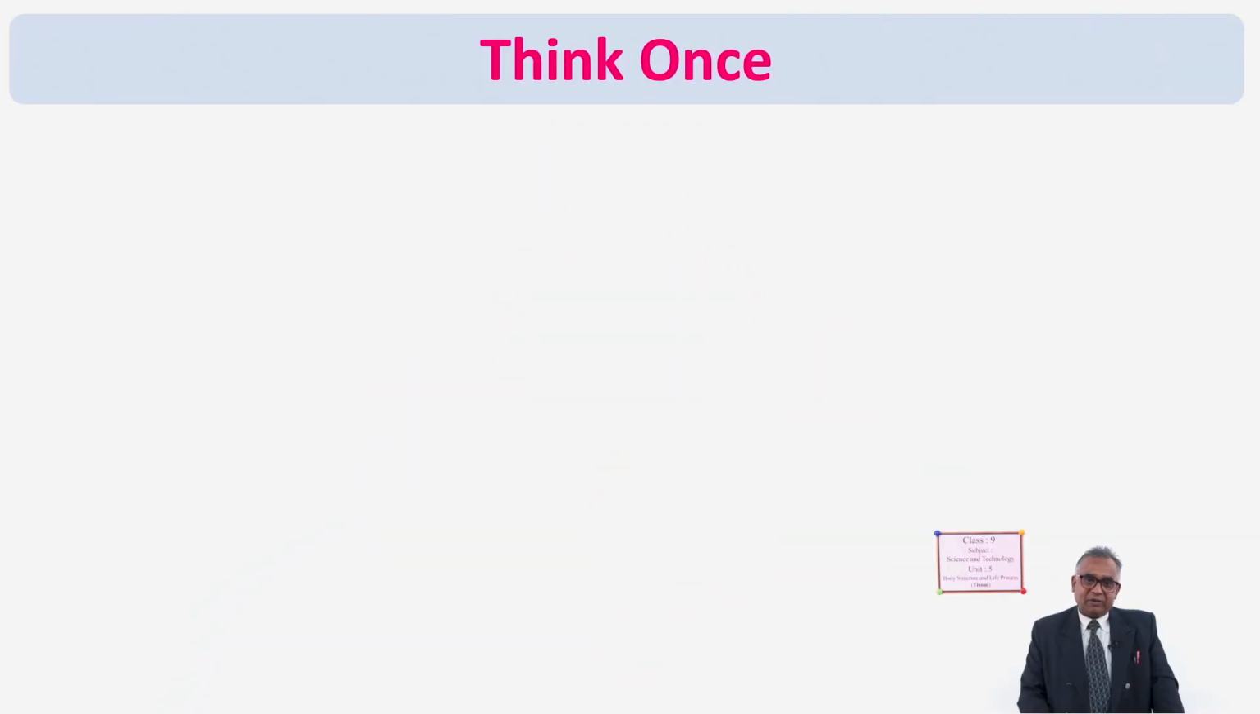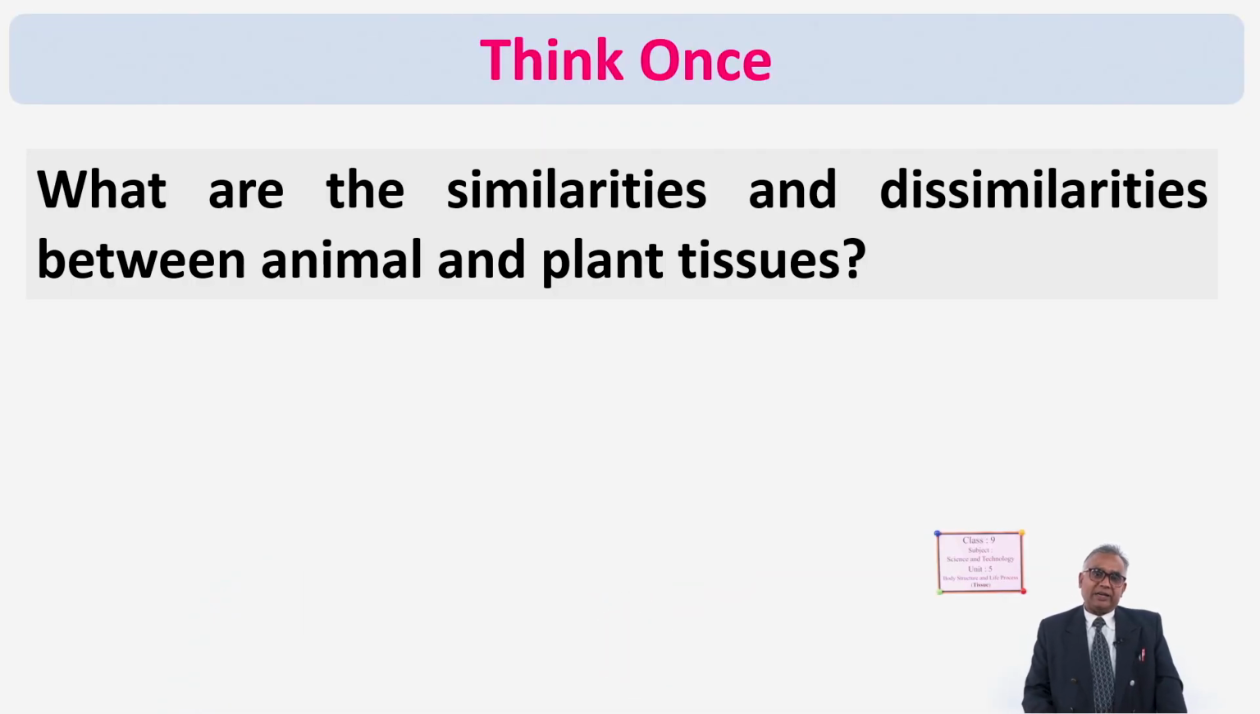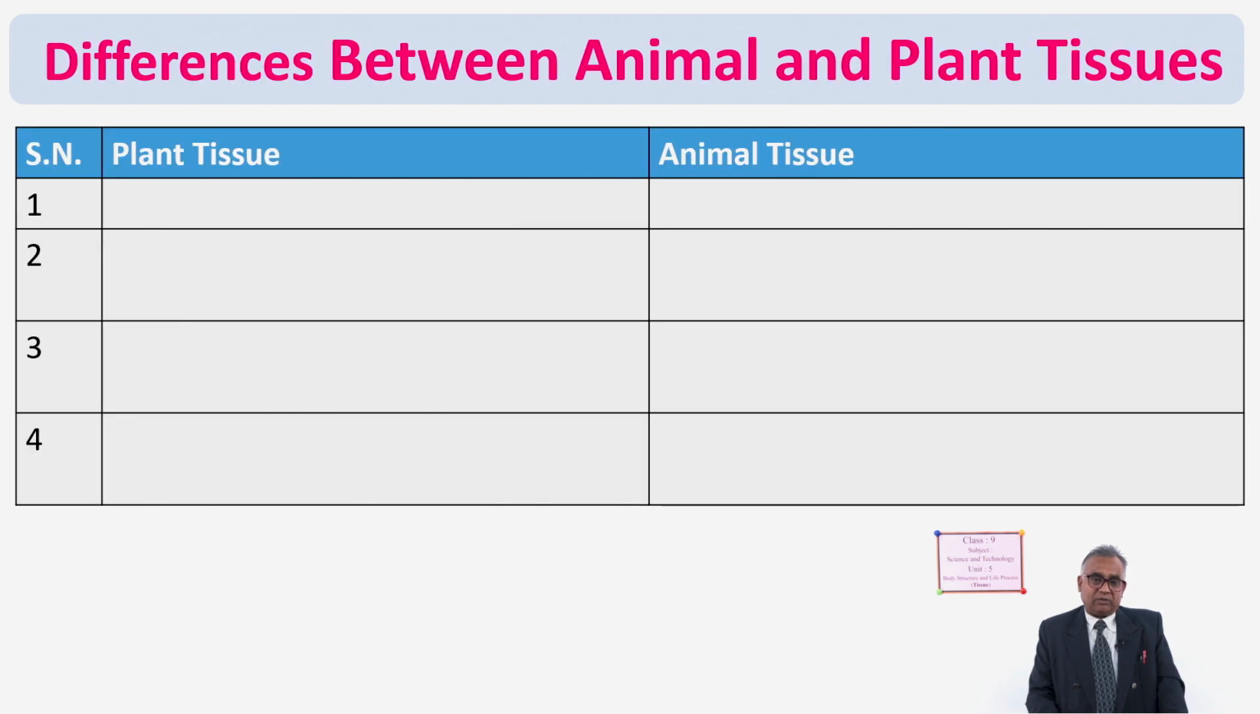So before starting the lesson, I want you to think about something. Just think once about that question: what are the similarities and dissimilarities between animal and plant tissues? Are they the same? Are they very similar? Are they different? Find out. Okay, so let's see. We will discuss the differences between animal and plant tissues, and whatever points you have found, you will compare with it.